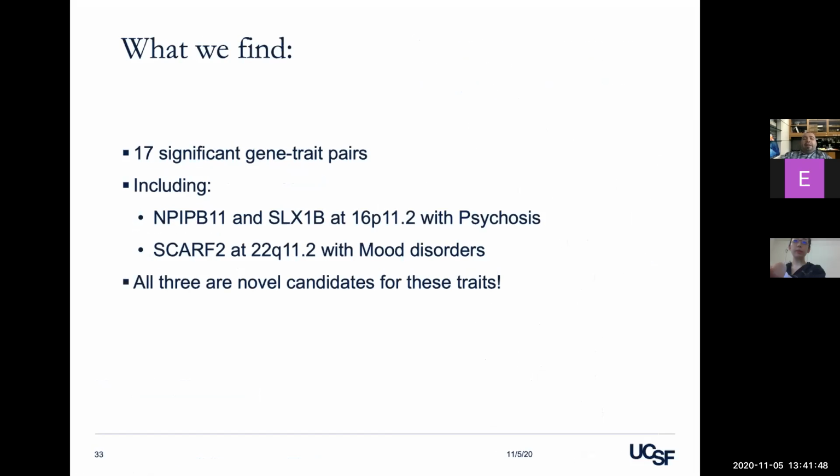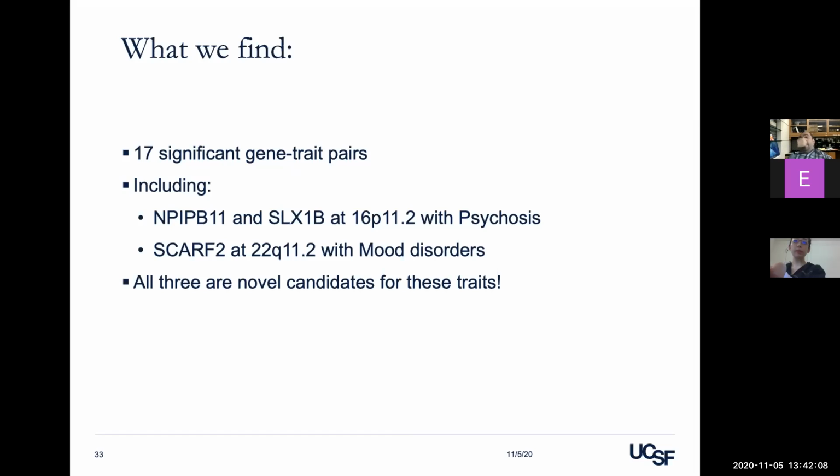And what we find are 17 significant gene trait pairs. So we find NPIB11 and SLX1B at 16p11.2 is associated with psychosis, and SCARF2 at 22q11.2 associated with mood disorders.